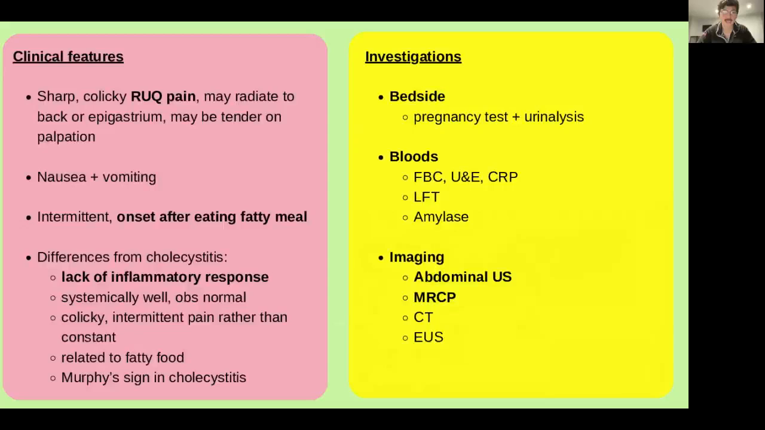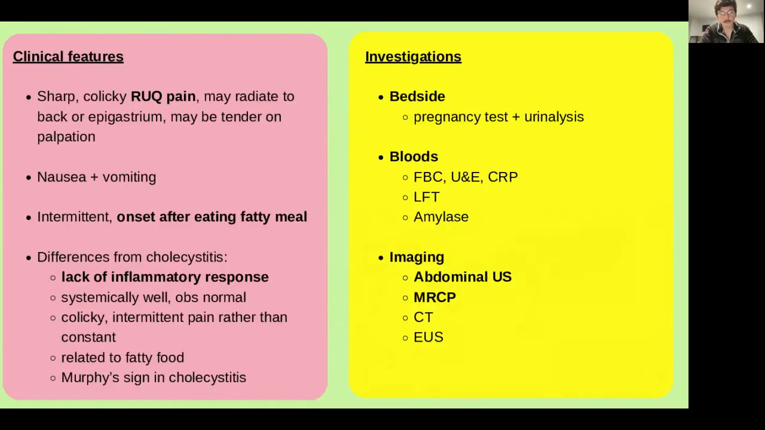So yeah, fatty acids from fatty food stimulate release of cholecystokinin from I cells in the duodenum, which then causes contraction of the gallbladder. And if you have a stone impacting at the neck, blocking it off, then it's contracting against a blockage, which causes that classic colicky pain.